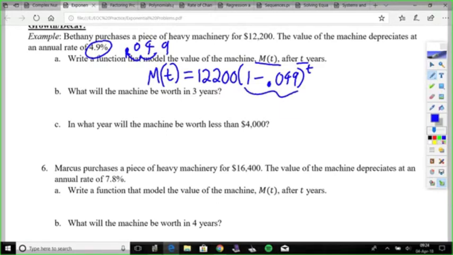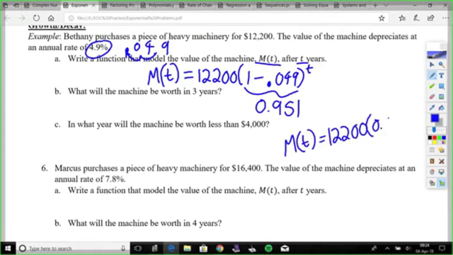So if you want to get your calculator out, 1 minus 0.049 is equal to 0.951. Right? So they might want you to write the function with that instead. So meaning it would look like this. It would look like m of t equals 12,200 and then 0.951 to the t power. So you're basically just simplifying that a little bit inside the parentheses. I would write it like this just to be safe.